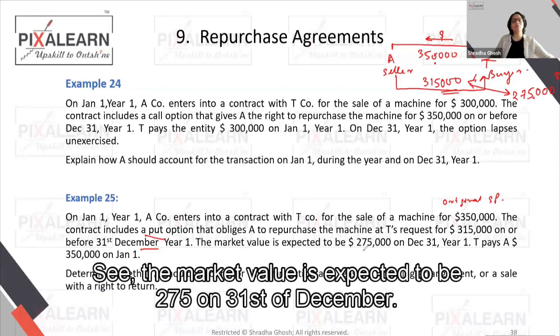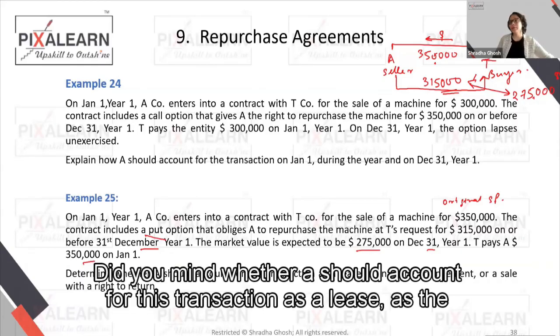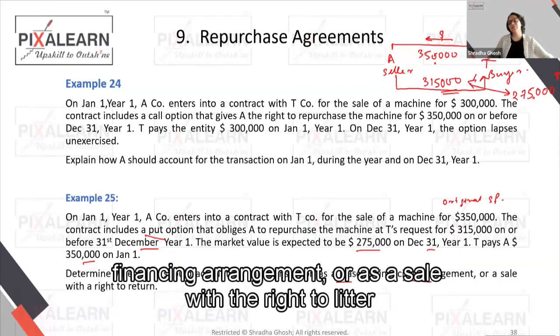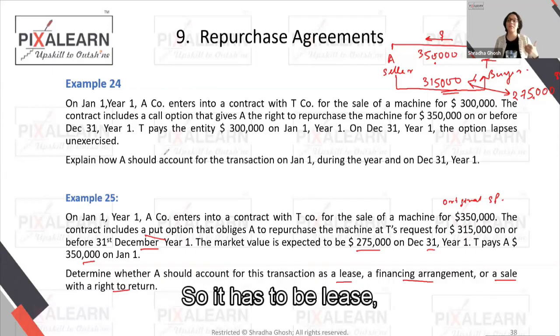See, the market value is expected to be 275 on 31st of December. T pays A $350,000 on Jan 1. Determine whether A should account for this transaction as a lease, as a financing arrangement, or as a sale with a right to return. See, first of all, it's a net cash in. So it has to be a lease.